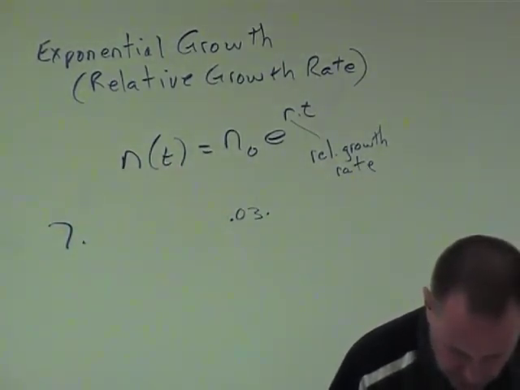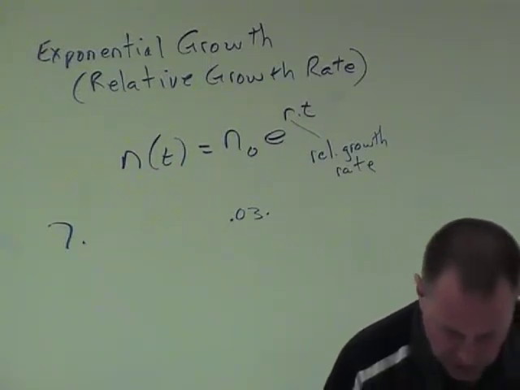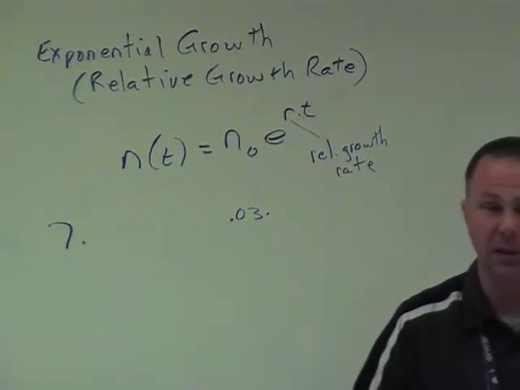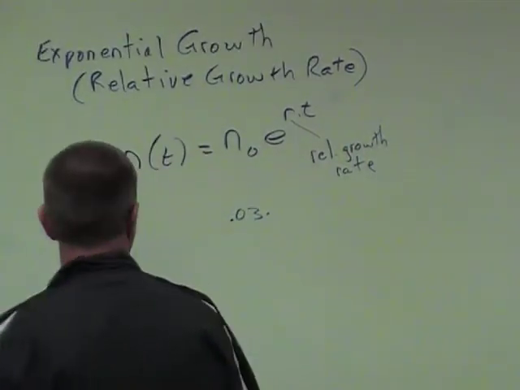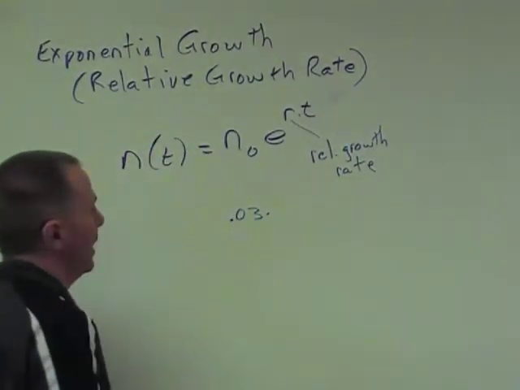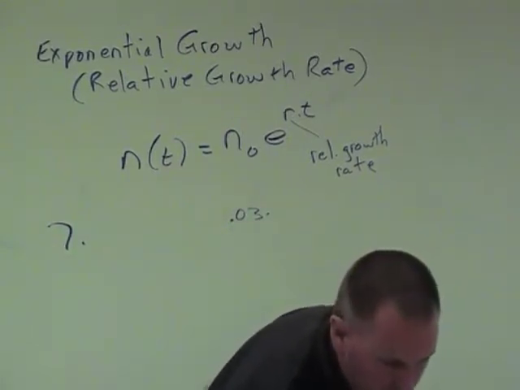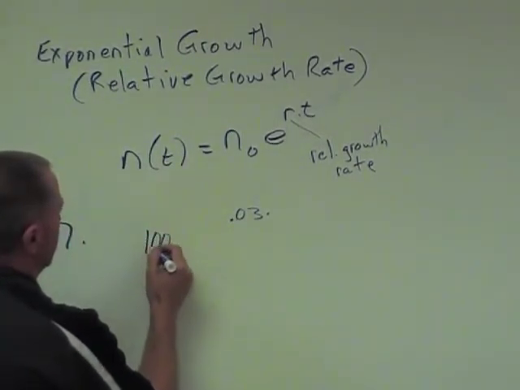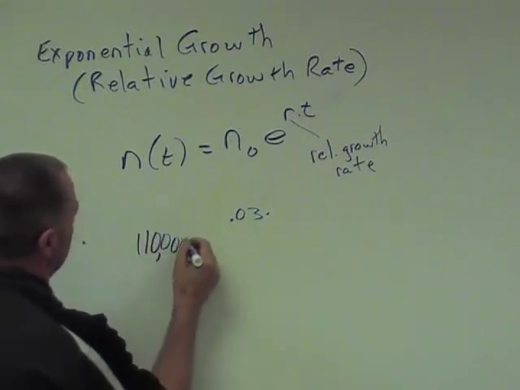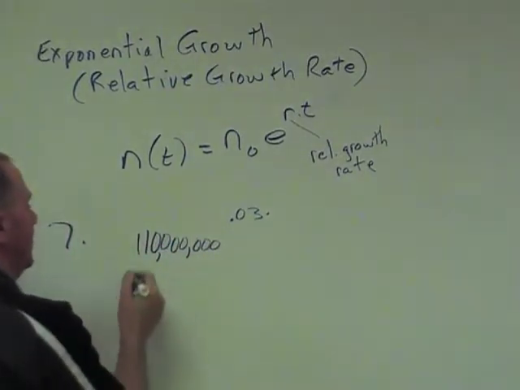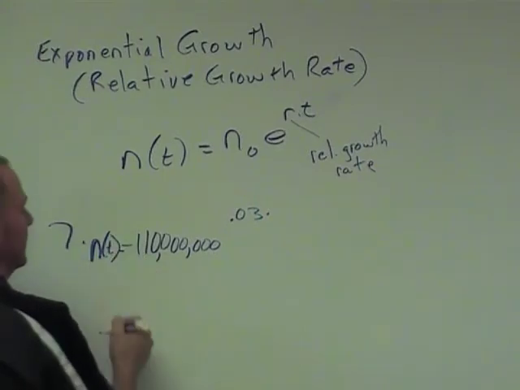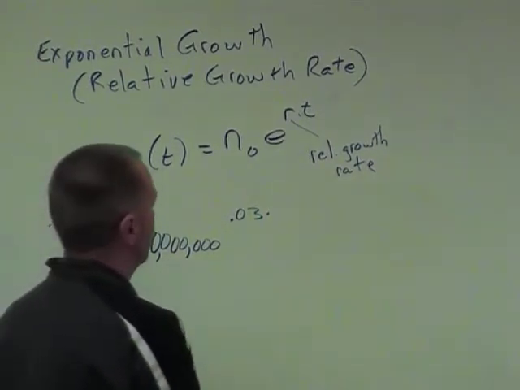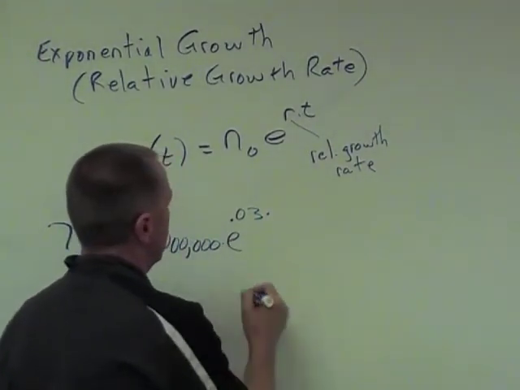The government is trying to reduce the growth rate to 2%. The population in 1995 was approximately 110 million. That's your initial amount. 1995 was, what did I say? 110 million in 1995 times e.